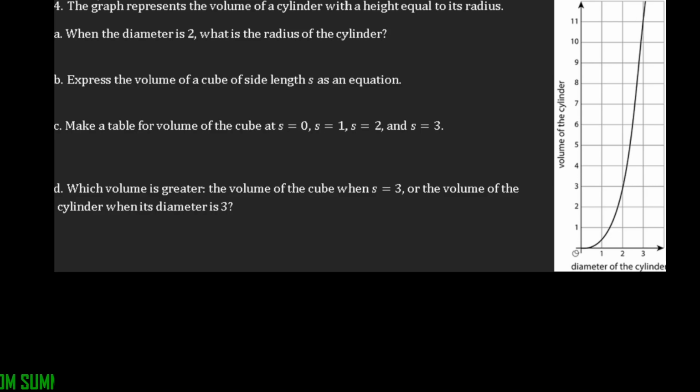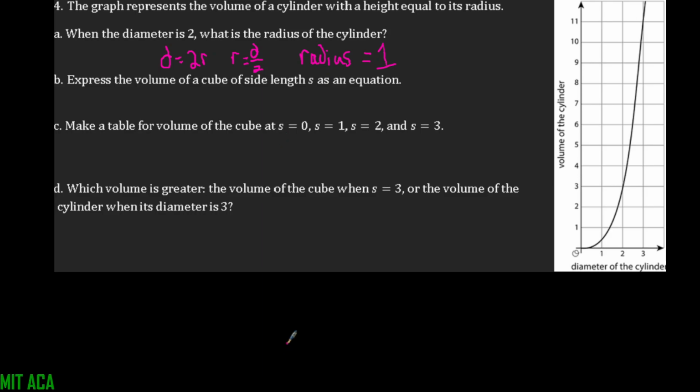Well, that one's real easy because, again, diameter equals 2 times the radius. So that means radius equals diameter divided by 2. So we're going to say the radius is going to be equal to just 1. Then it says express the volume of a cube of a side length S as an equation.